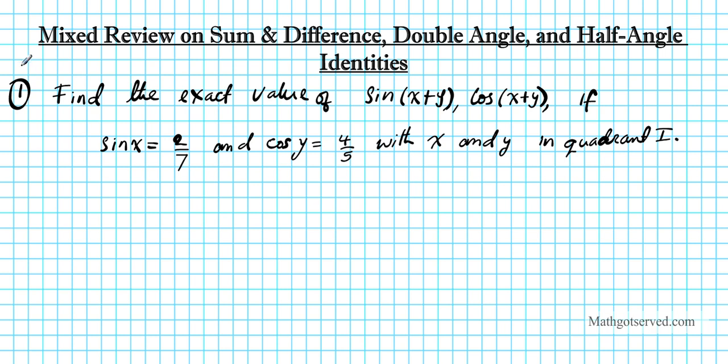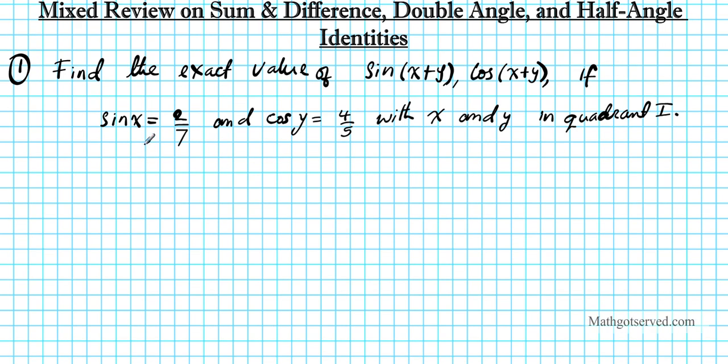All right. Let's start with the first one we need to find, which is sine x plus y. Using identities, sine x plus y is sine x cosine y plus cosine x sine y. If we look at this problem, we have sine x and cosine y, but we need cosine x and sine y.